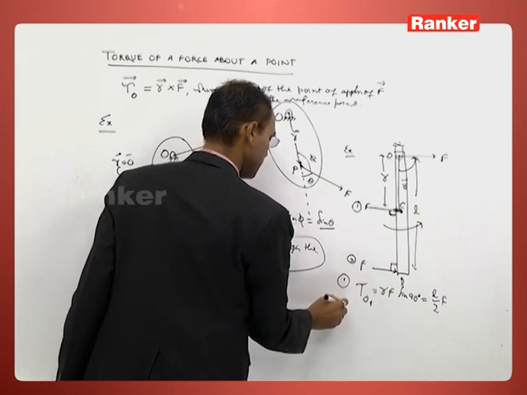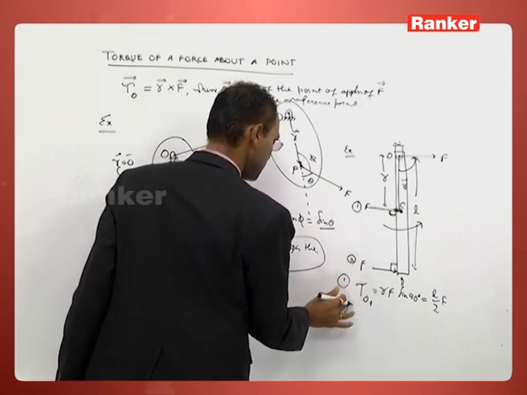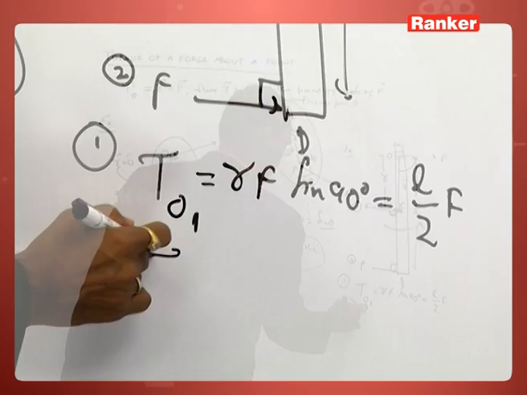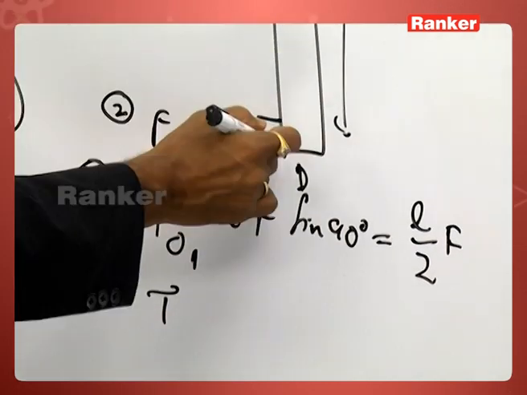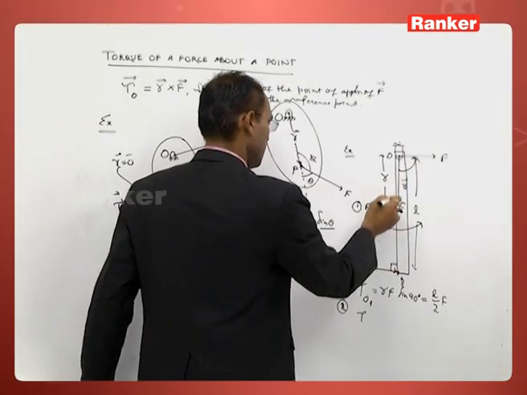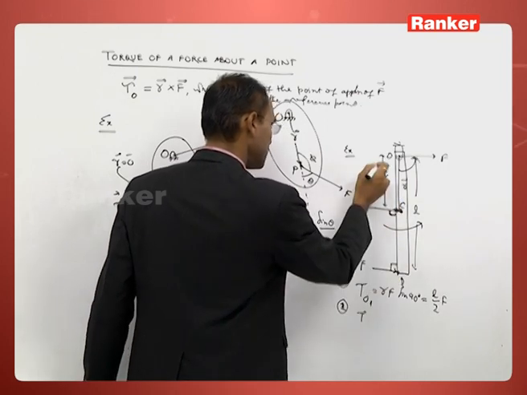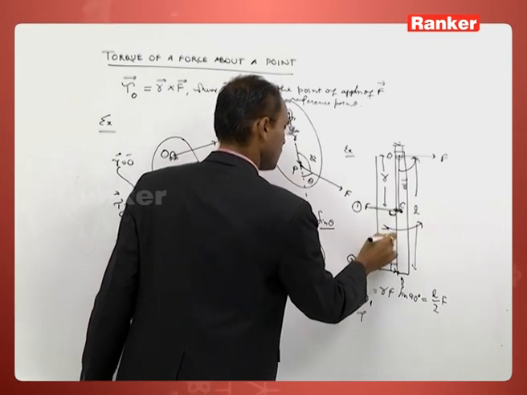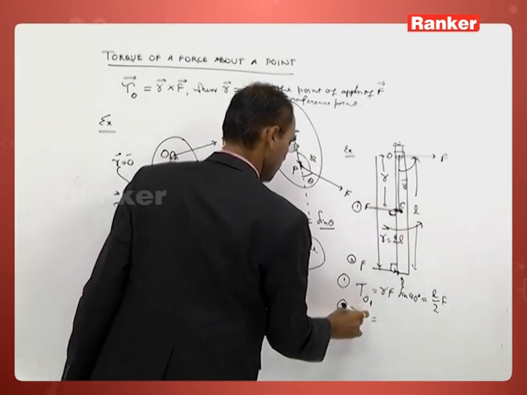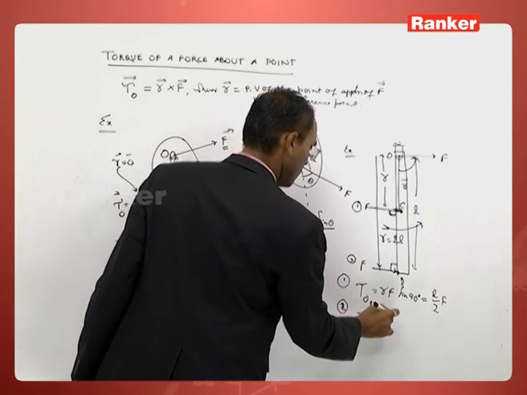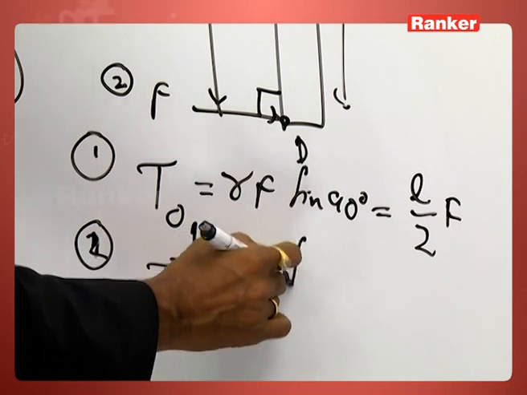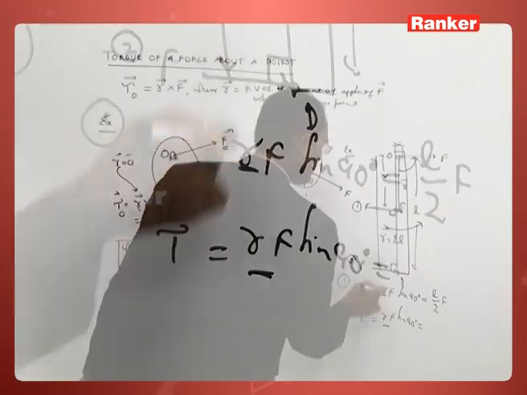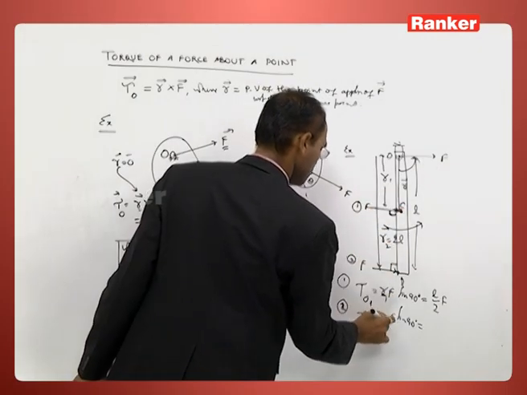In the second case, you are applying a force of the same magnitude in the same direction, but the point of application of the force is further, at double the distance. Here R is equal to 2L. So tau is equal to R F sin 90 degrees. Here R is different. Let it be R1, and this is R2, suppose.